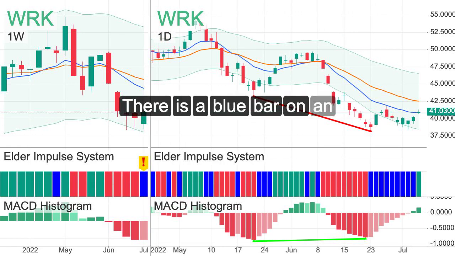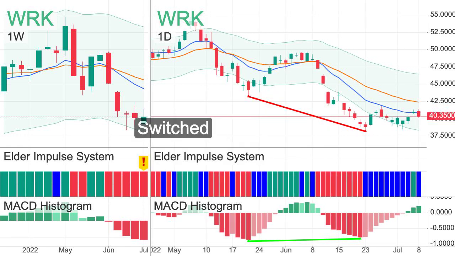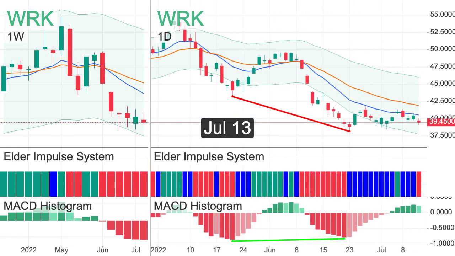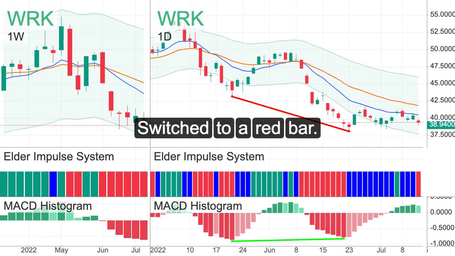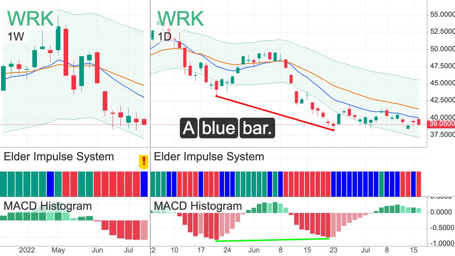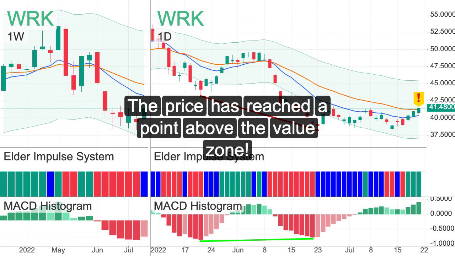There is a blue bar on an elder impulse system on the weekly chart. Switch to a red bar. A blue bar. Switch to a red bar. The price sank to a new low. A blue bar. The price has reached a point above the value zone.